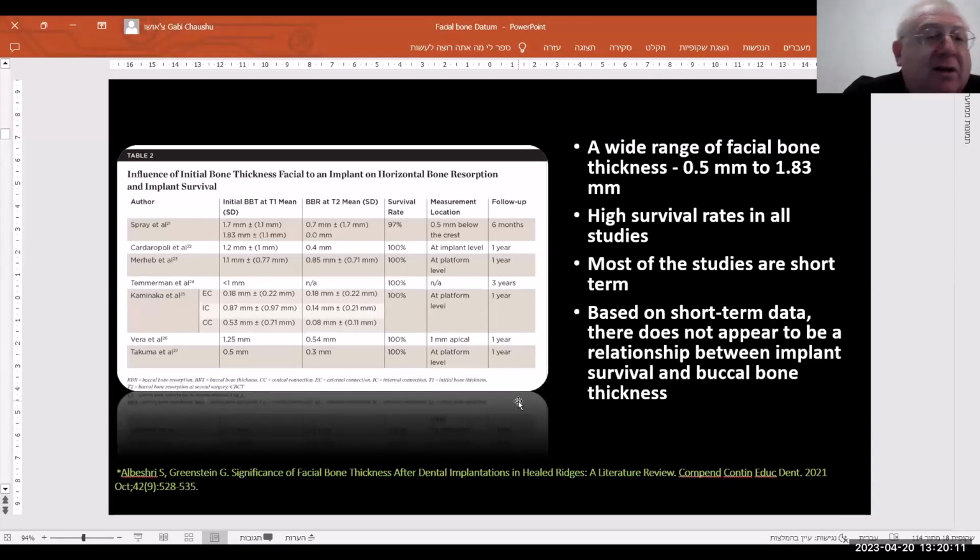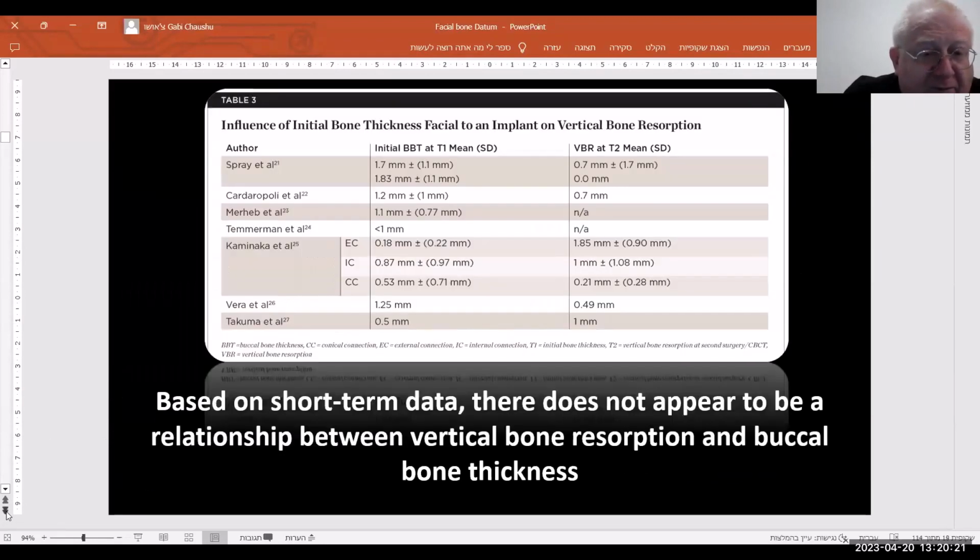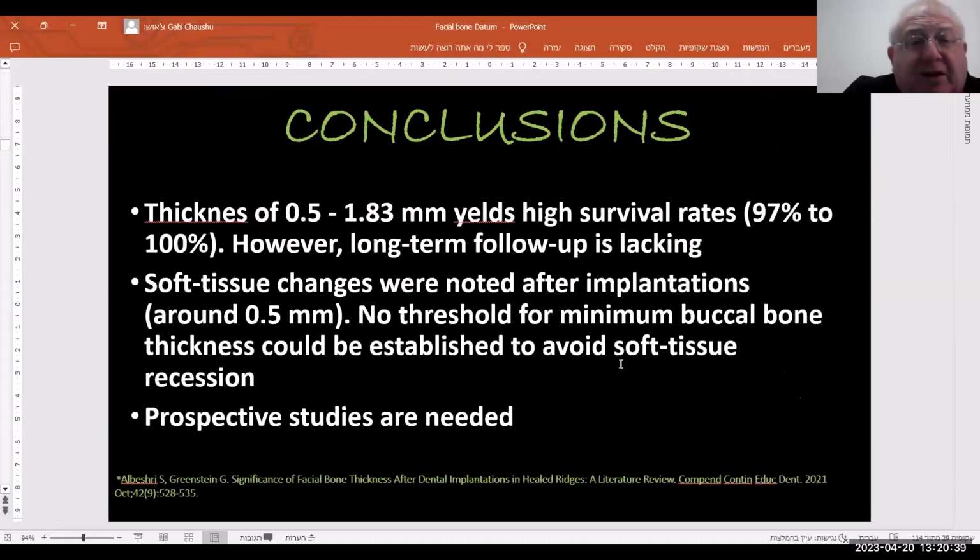So we thought it is simple. We thought the more bone we have, the better the result. But this is not really so conclusive when you look at additional articles. And what you see here is that survival was not worse, and even resorption was not worse. So again, no relationship to implant survival, nor to vertical height.